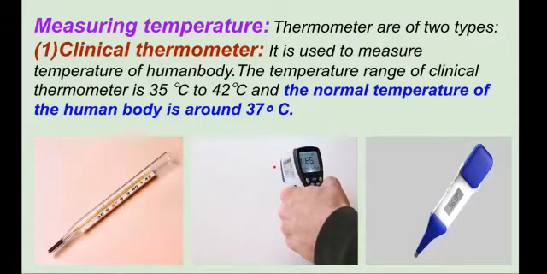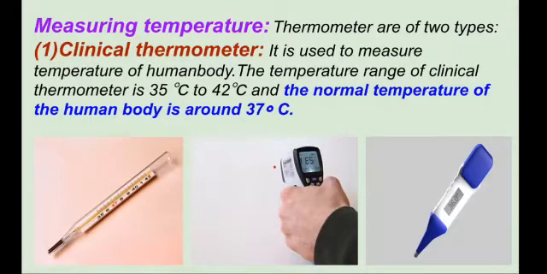So measuring temperature, as we know, we use a thermometer to measure the temperature. Basically it is of two types, but some more thermometers are also available. Okay. First we will understand about the clinical thermometer. What is a clinical thermometer? It is used to measure the temperature of the human body. The temperature range of a clinical thermometer is 35 degrees Celsius to 42 degrees Celsius, and the normal temperature of the human body is around 37 degrees Celsius.